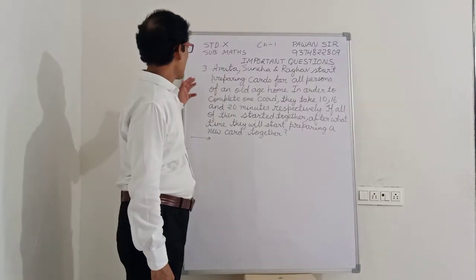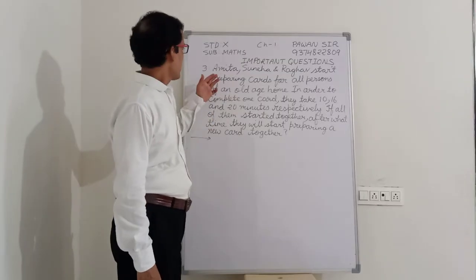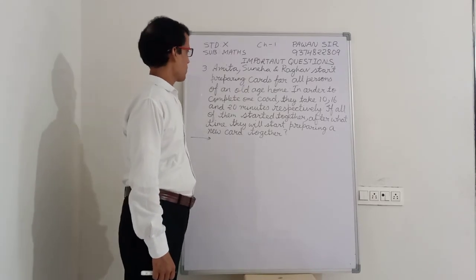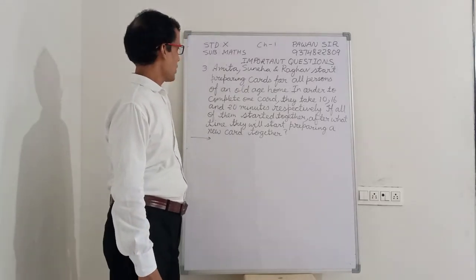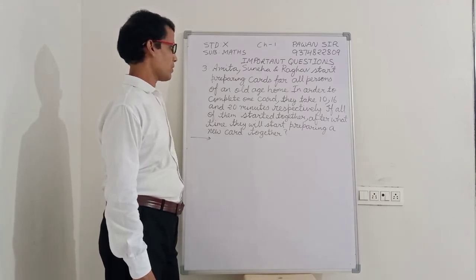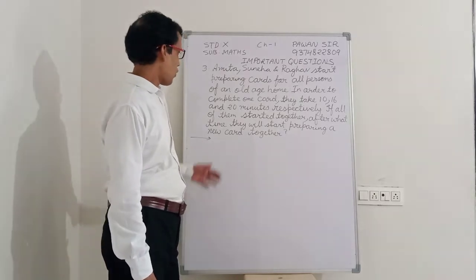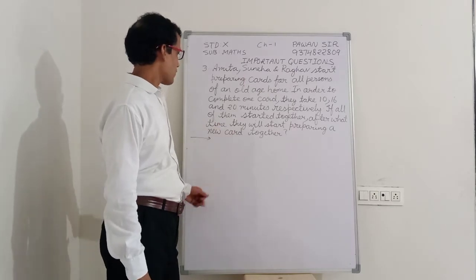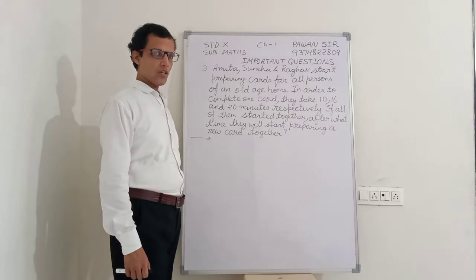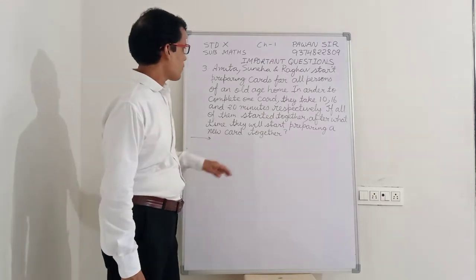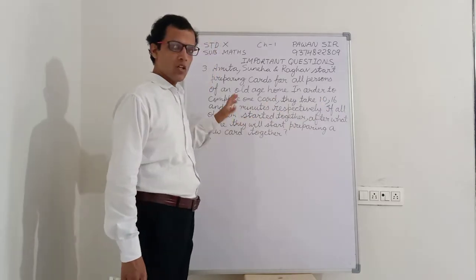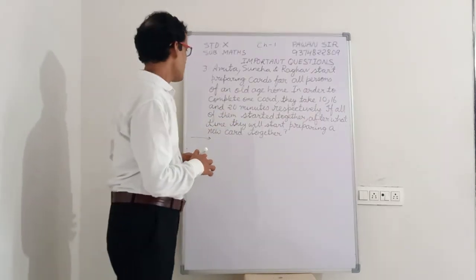So, students, our third question is: Amita, Sneha and Raghav start preparing cards for people of an old age home. In order to complete one card, they take 10, 16 and 20 minutes respectively. If all of them started together, after what time will they start preparing a new card together? So in this sum, we have to find the LCM of 10, 16 and 20. So first find the LCM.